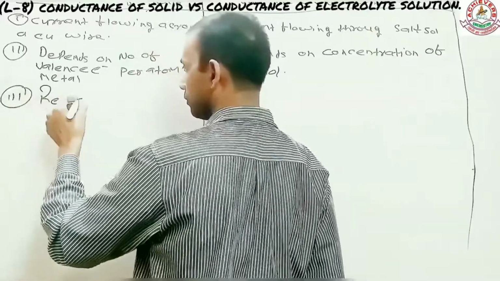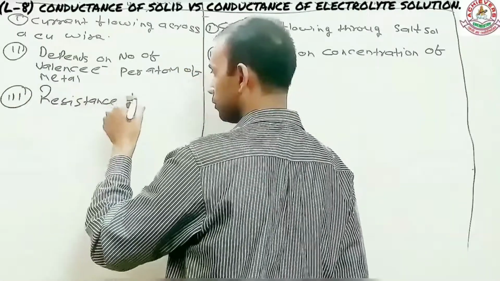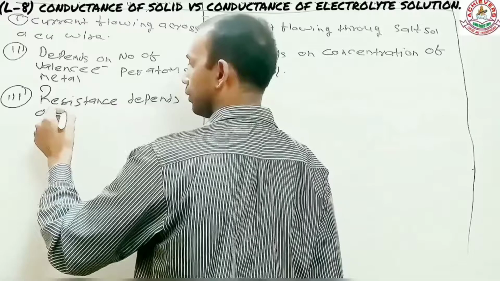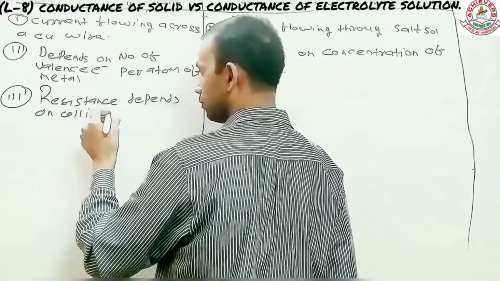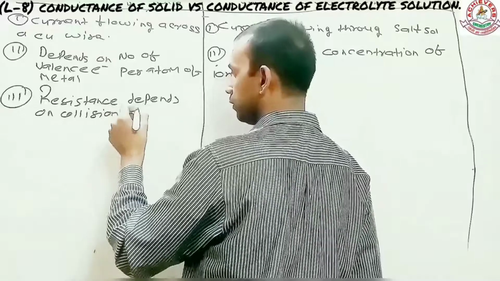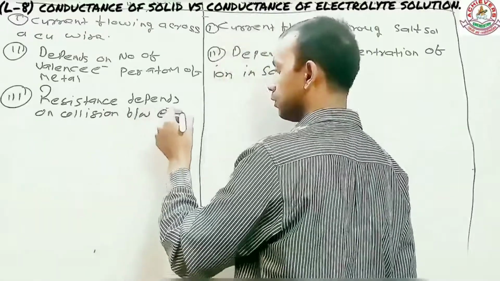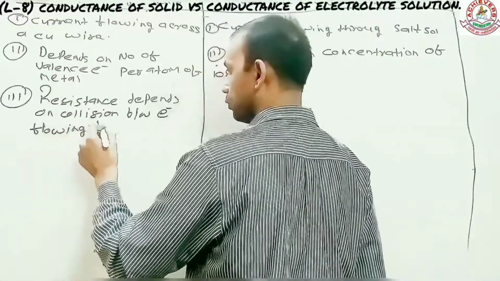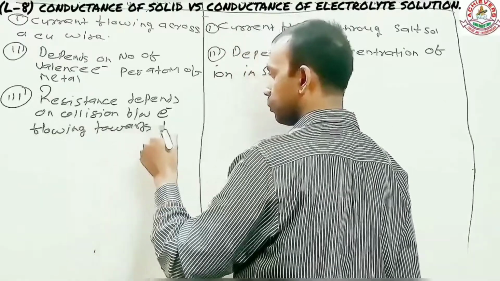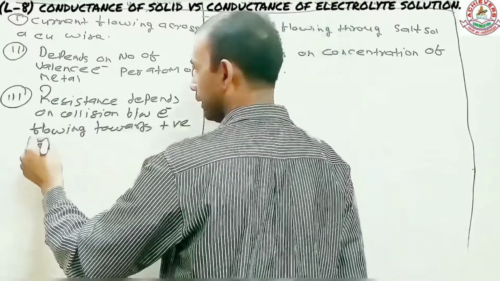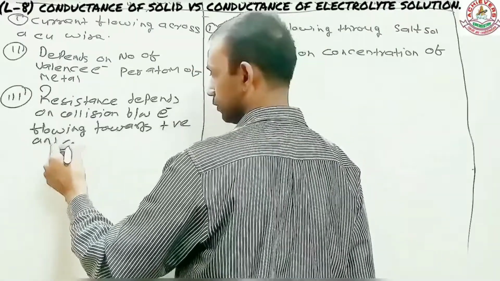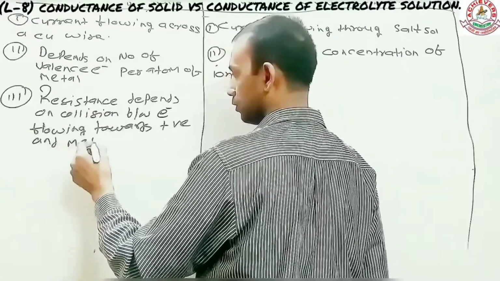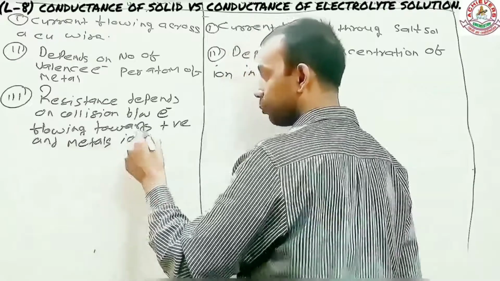What third thing is that resistance here depends on collision between electron flowing towards positive cations, or I should say metal ions. This is really important.